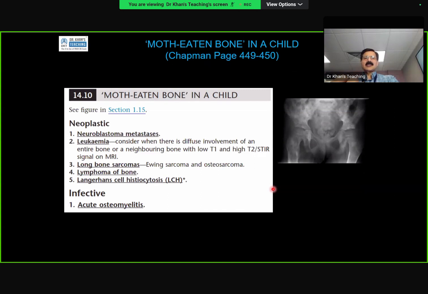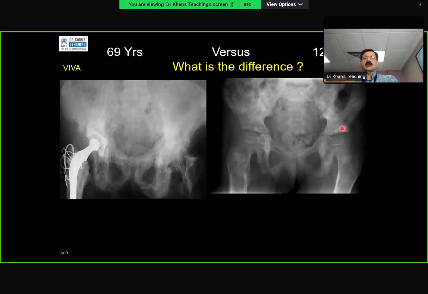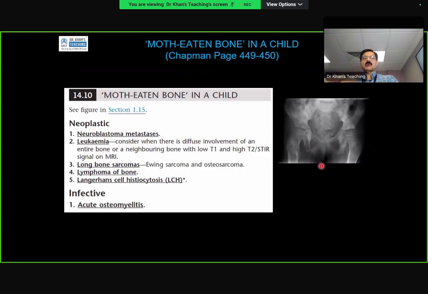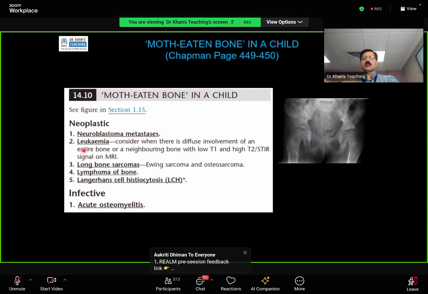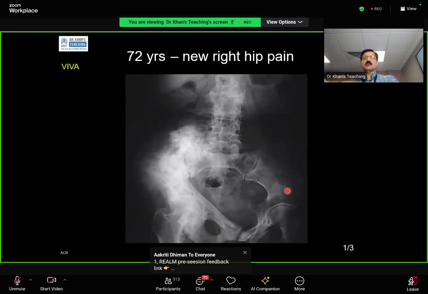Okay. And I wanted to show you moth-eaten bone. Moth-eaten bone is a gross finding, and it will happen with neuroblastoma, metastasis, leukemia. These two are very important and bad things, actually. And it is diffusely abnormal. Of course, this other one has coarse trabeculae and expansion of the bone. Age is different. This one is moth-eaten, and the differential is terrible. Neuroblastoma metastases versus leukemia is the most common. So this is moth-eaten bone.